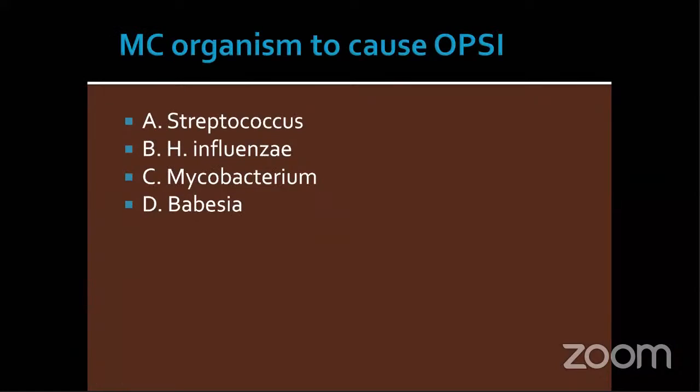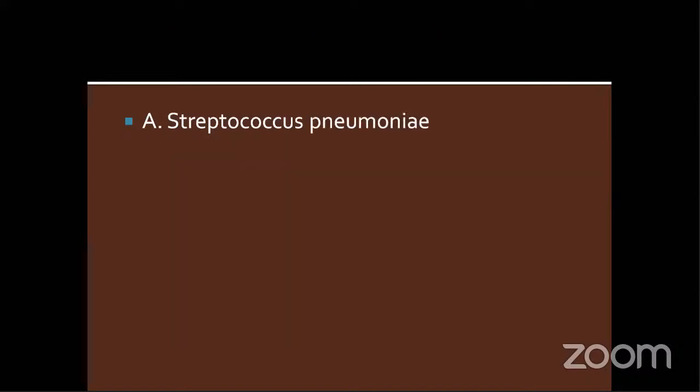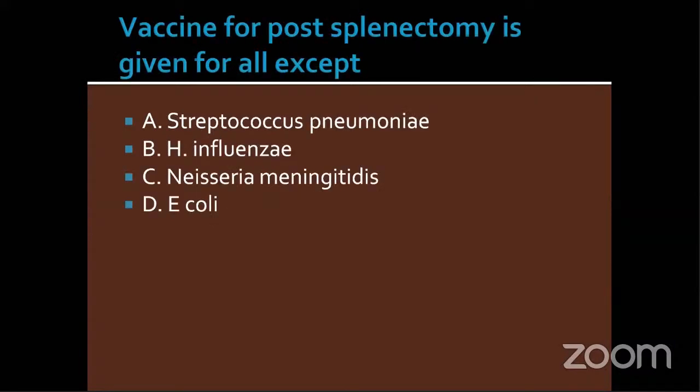Okay, this one. Streptococcus. Yes, Streptococcus pneumoniae. The next common is H. influenzae. The least is Mycobacterium. Babesia is also a capsulated organism. If you say the last option, it would be Mycobacterium. The vaccine for post-splenectomy is given for all except, it is E. coli, Escherichia coli.